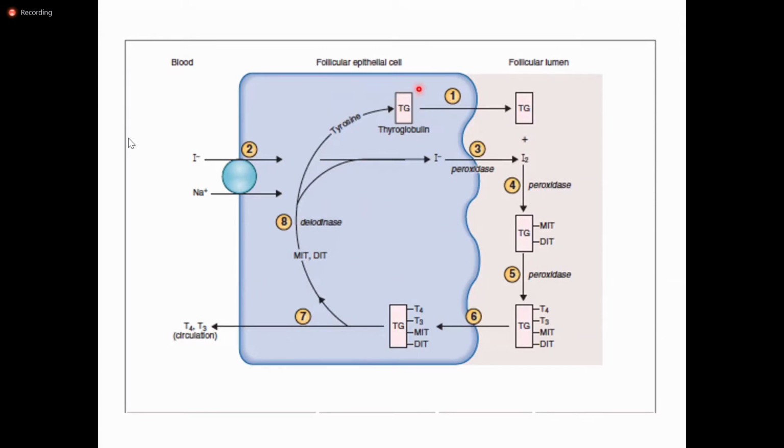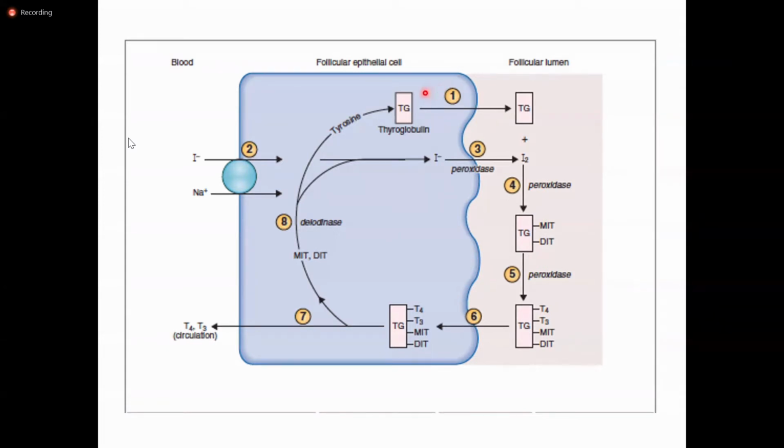So the first thing is that we have thyroglobulin, which is a glycoprotein synthesized by the follicular cells and secreted into the lumen of the thyroid follicle. When you are synthesizing a glycoprotein, what do you need? Rough endoplasmic reticulum, which is synthesizing the protein. Then it goes to the Golgi apparatus where it gets modified into glycoprotein and packaged, and then it is secreted into the lumen of the follicle.